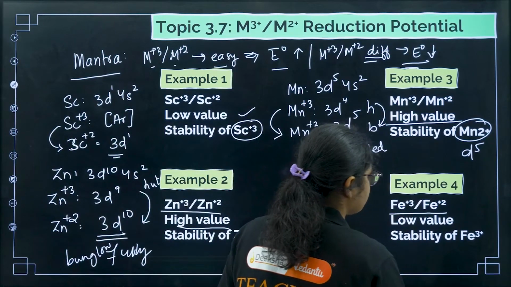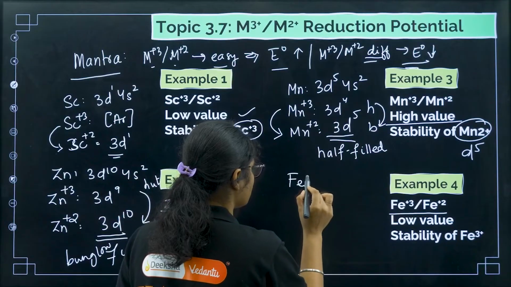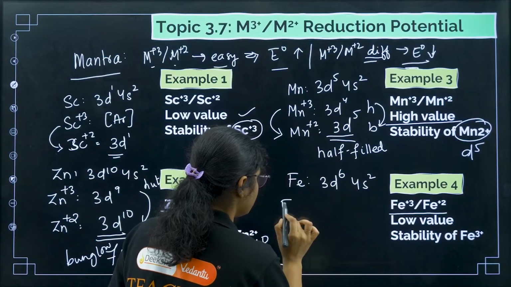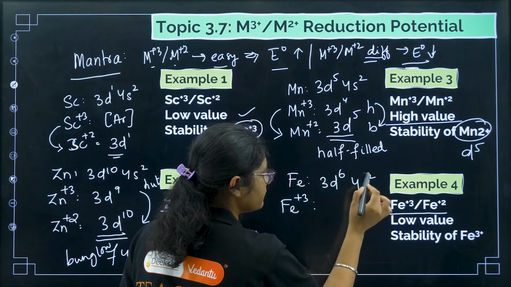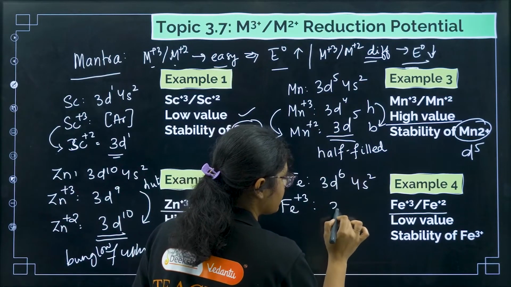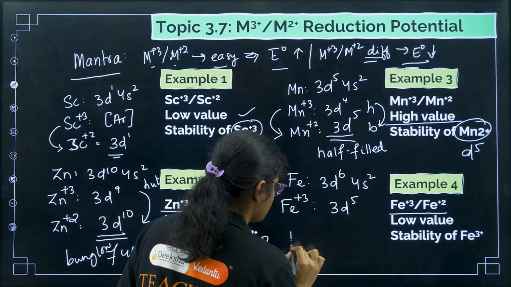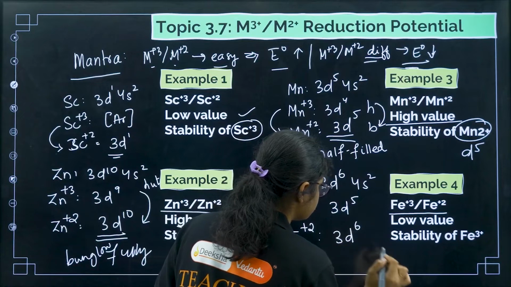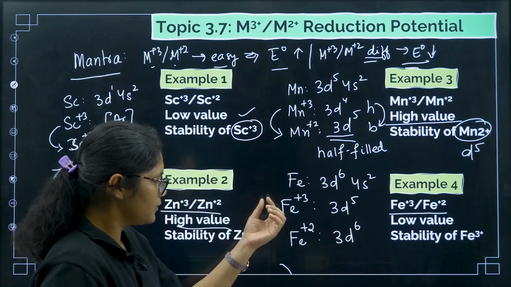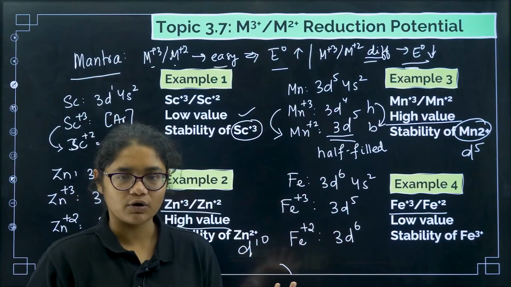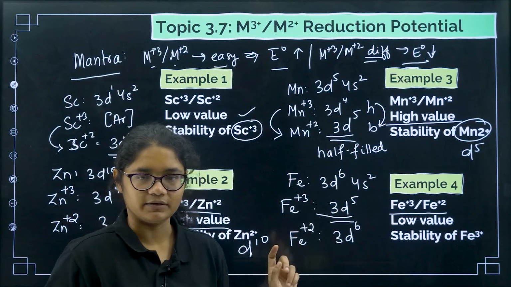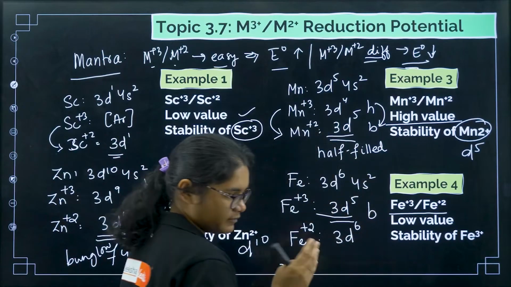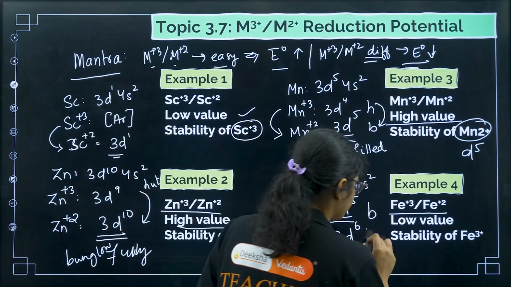Fe plus 3 to Fe plus 2. What is the electronic configuration of Fe? 3d6 4s2. For Fe plus 3, you have to remove three electrons: two electrons from 4s, one electron from 3d, so 3d5. Fe2 plus will be 3d6. Now if you see, plus 3 to plus 2, 3d5 is a very stable half filled configuration, so this is the bungalow. Here 3d6 is an unstable configuration, this is the hut.